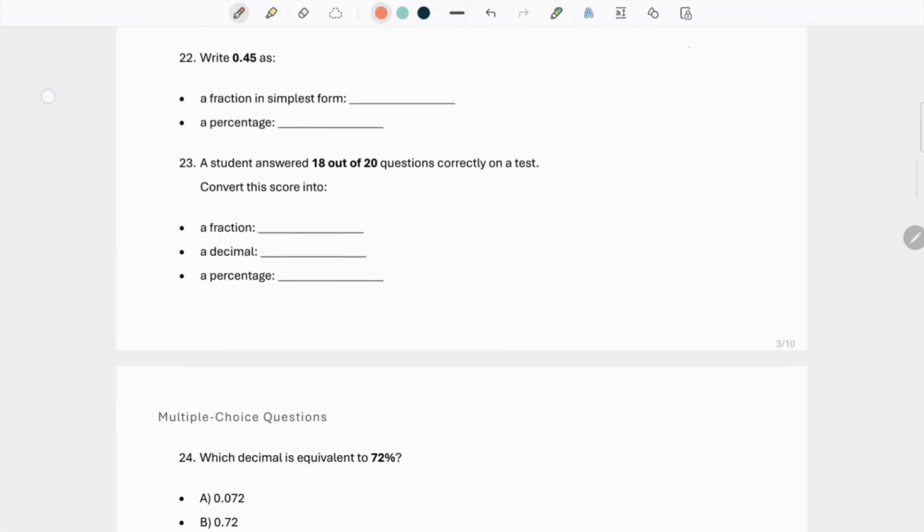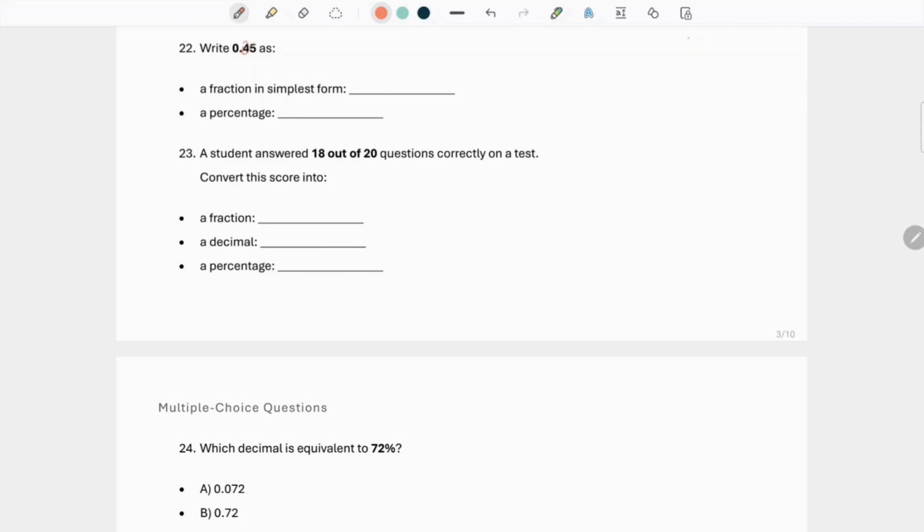Now let's move on to question 22. We could look at the digits. So this is in the 10th column and this is in the 100th column. So 45 hundredths. So 45 over 100. And we're going to simplify that by dividing by the highest common factor, which is 5. So we end up with 9 over 20, 9/20. And as a percentage, 45 over 100, an amount out of 100, is a percentage. So we can just say 45%.